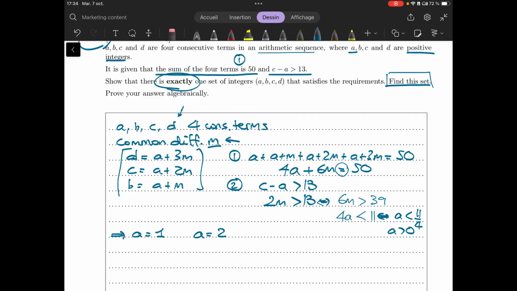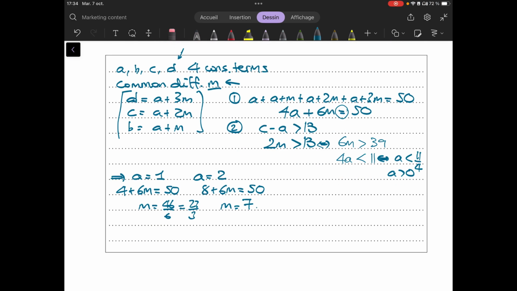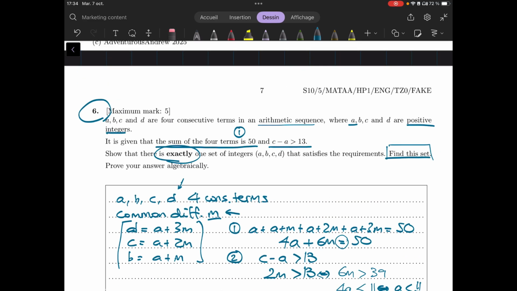If the sum of the 4 terms is equal to 50, that means that 4 plus 6M has to be equal to 50, or in the other case, 8 plus 6M is equal to 50. M in the first case is equal to 46 by 6, and M in the second case is equal to 7. If M is 23 by 3, B is therefore 26 by 3. In the second case, B is therefore 9.